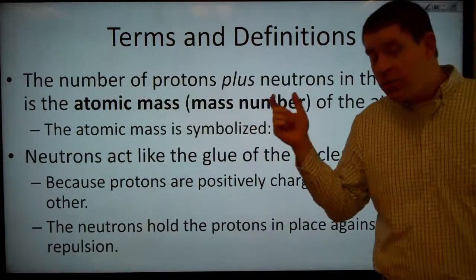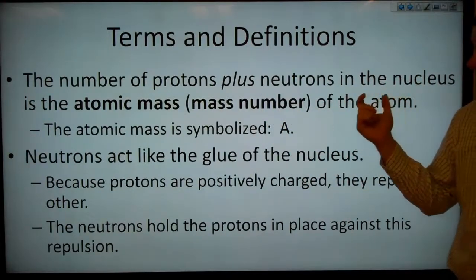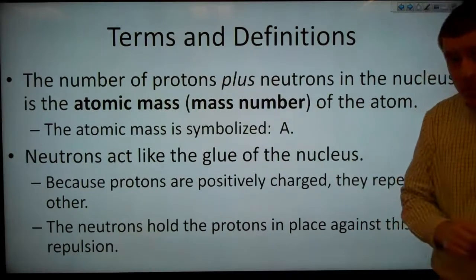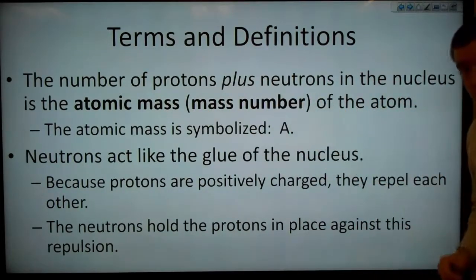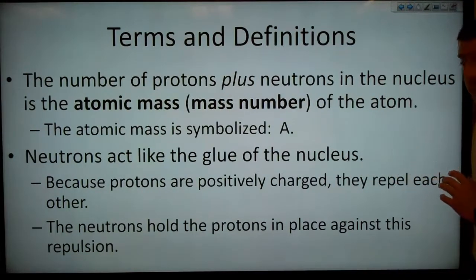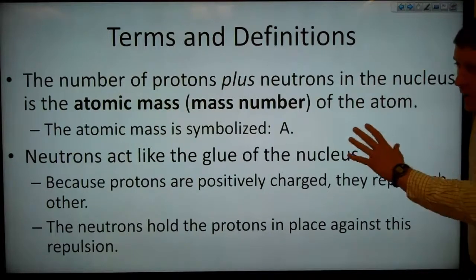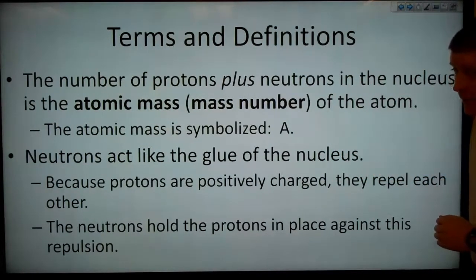Now, the number of protons plus the number of neutrons in the nucleus is what's called the mass number, or the mass of that atom. So you could call this the atomic mass, although we'll get back to the true definition of atomic mass a little bit later on. So the atomic mass, or the mass number, is symbolized with a capital A.